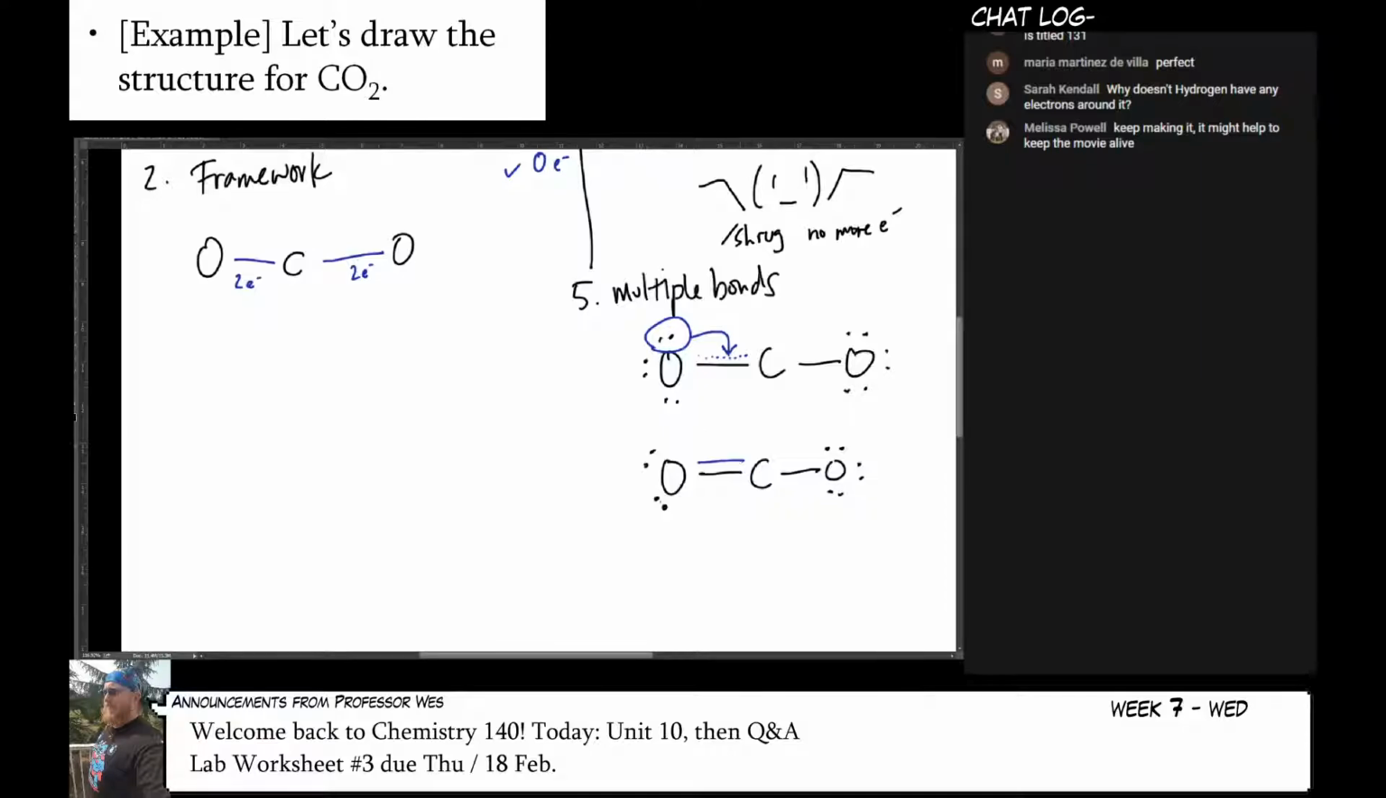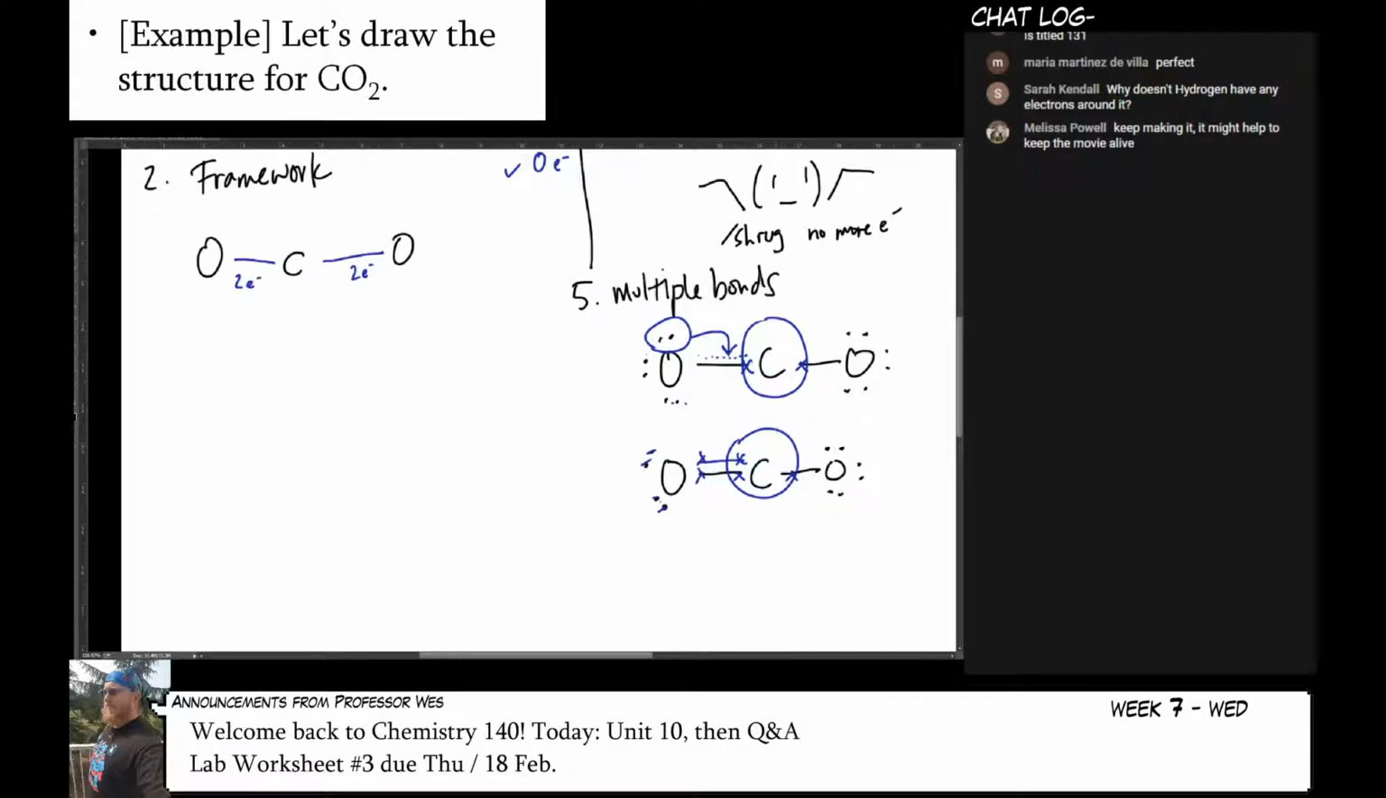If I check my octet up here, I have 8 because I have 6 individual, 3 pairs of 2, and then this bond right here. Down here, now I have 4 pairs of 2, but 2 bonds, so that's still an octet. If I check for carbon up here, I only have 4 electrons, but now it has 6. So you can see that we're going in the right direction. We are getting closer to being an octet.